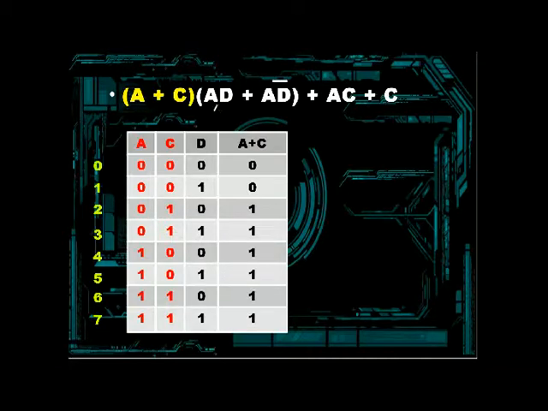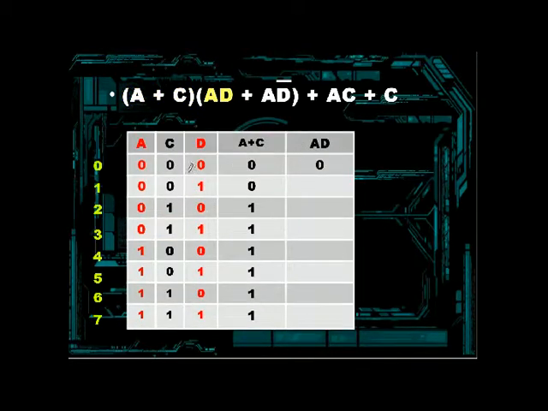Now what do we need to do? I'll take AD and find it by itself. A and D. Now change, it's not an OR. A and D. 0 and 0 is 0. 0 and 1 is 0. 0 and 0 is 0. 0 and 1 is 0. All those are going to give me 0 except this one and this one. 1 and 1 is going to give me 1.